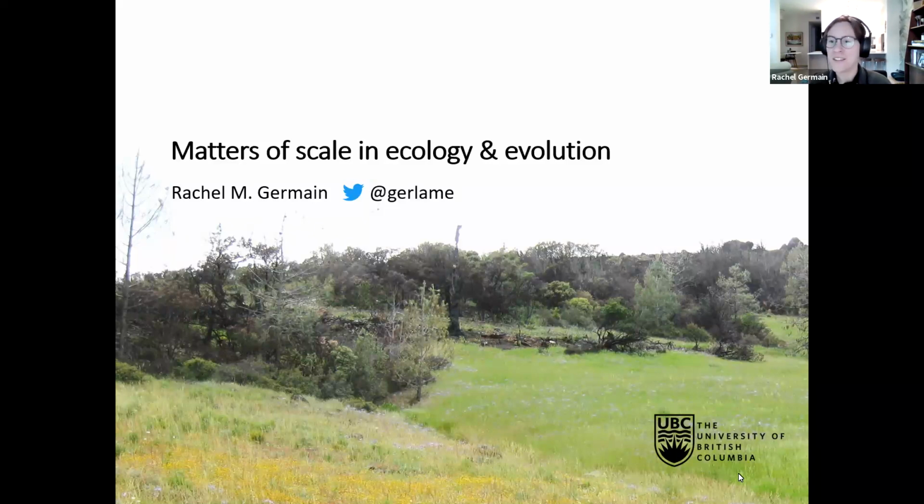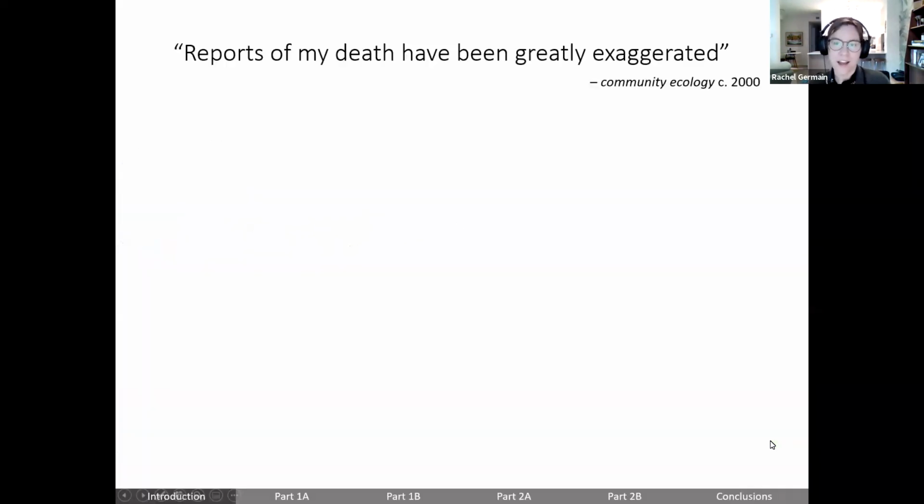I'm here to talk to you about matters of scale in ecology and evolution. So what I've done is I've recast some of my projects to give us some general lessons about different aspects of scale. And what I want to do is start off with this quote about community ecology.